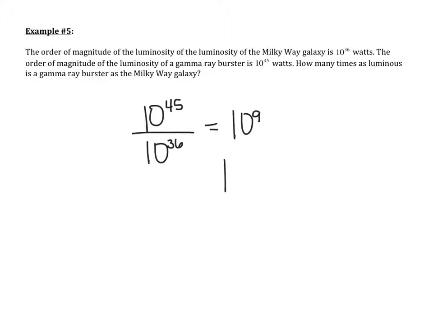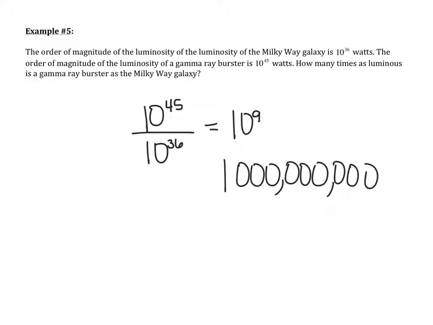That would be a 1 with 9 zeros. So that would end up being 1 billion. So really what that means is a gamma ray burster is 1 billion times brighter than the Milky Way galaxy.